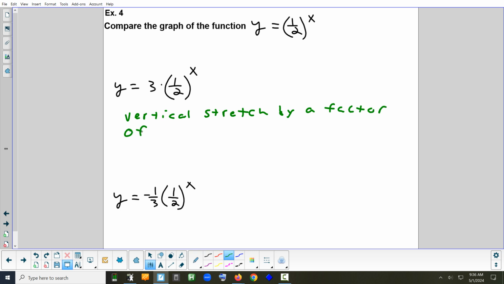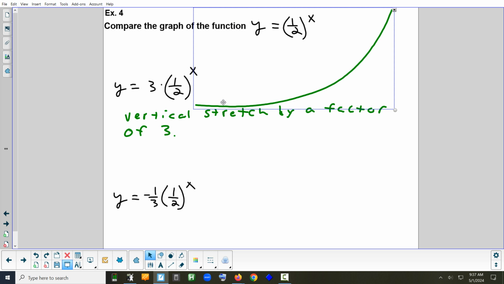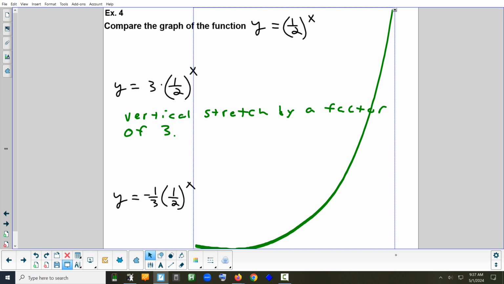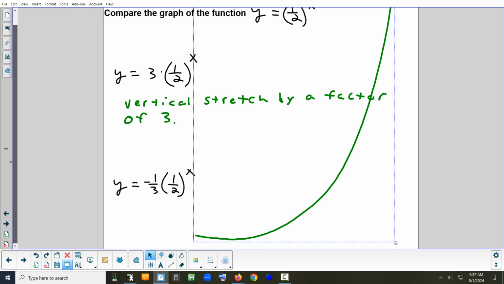Okay, and when we say vertical stretch by a factor of, factor means how many times you're stretching. So if it's a 5, it's 5 times as much stretch, right? What's this one? Yes, it's a vertical stretch by a factor of 3. So that means if the original graph was 1 inch tall, the new one is 3 inches tall, stretched 3 times as much. And what a stretch does is it causes it to curve up steeper. That's a vertical stretch. It makes it steeper.